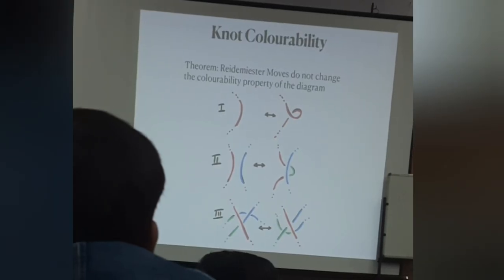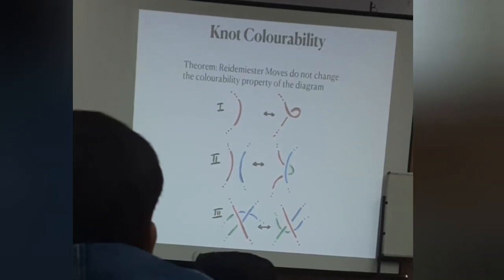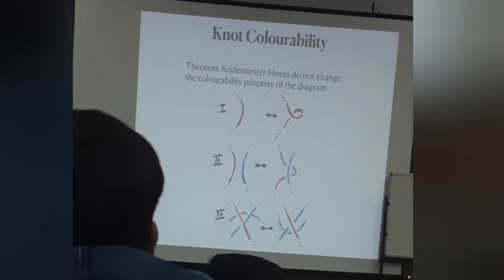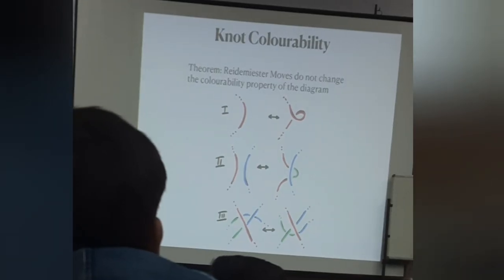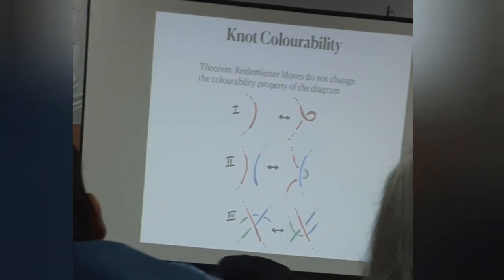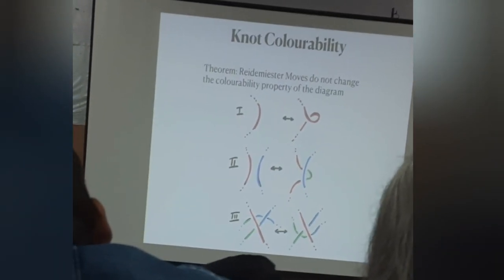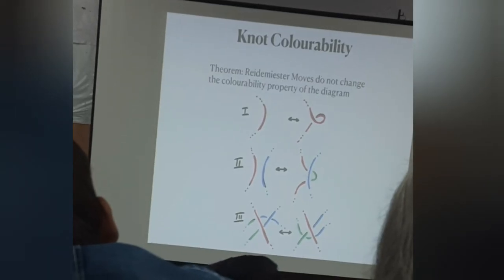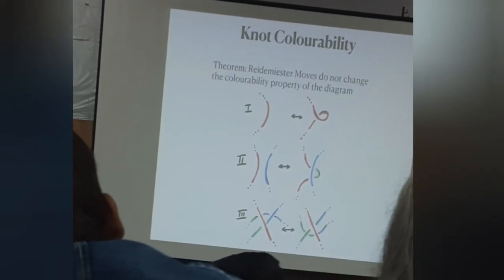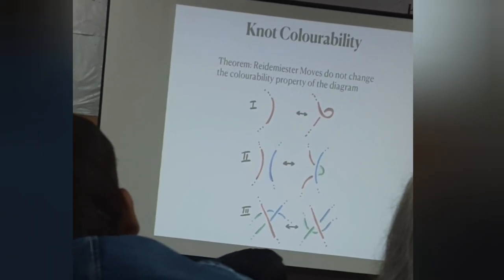Okay? So because my coloring property does not change under these three moves, the property of being colorable does not depend on which diagram of the knot I choose. If one diagram is colorable, every diagram is colorable. Okay, so this is an important thing which came from a very simple theorem.